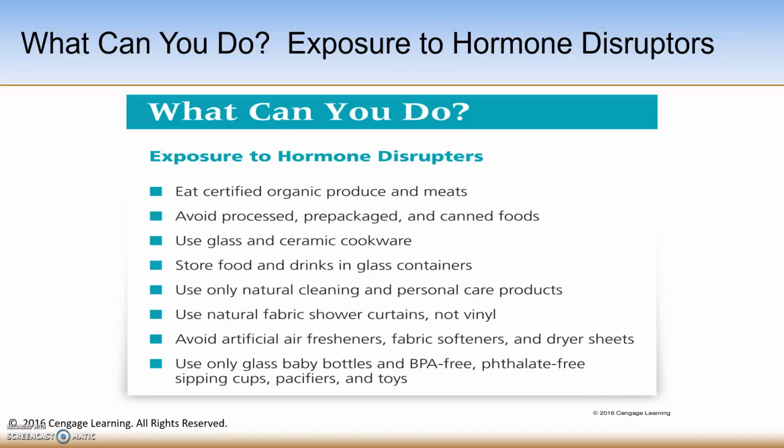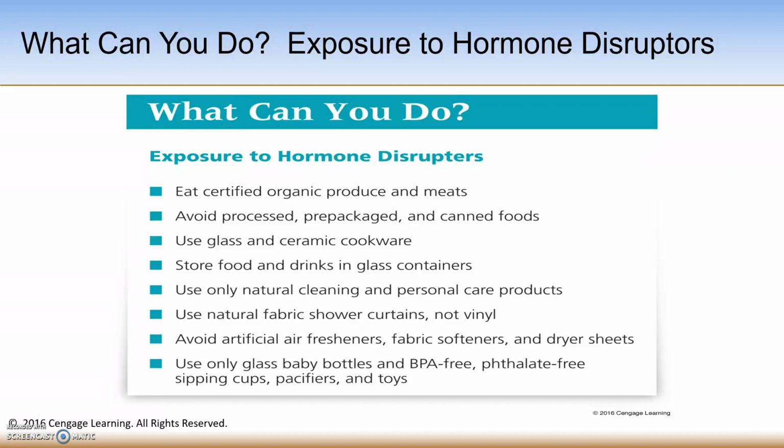Use glass and ceramic cookware instead of plastic because plastic does have constituents in it, like vinyl chloride, that has been linked to various health effects. Store your food and your drinks in glass containers. Again, stay away from use of plastic. Use natural cleaning and personal care products instead of chemically related personal care products like hair dyes. Use natural fabric shower curtains, not vinyl, because those give off vinyl chloride in a gaseous form.